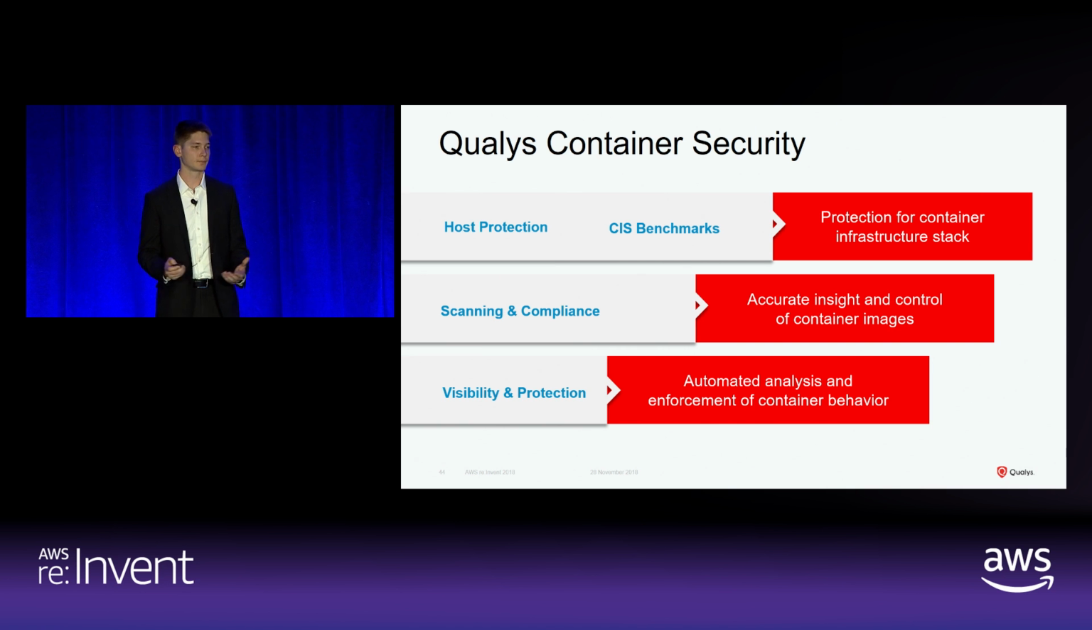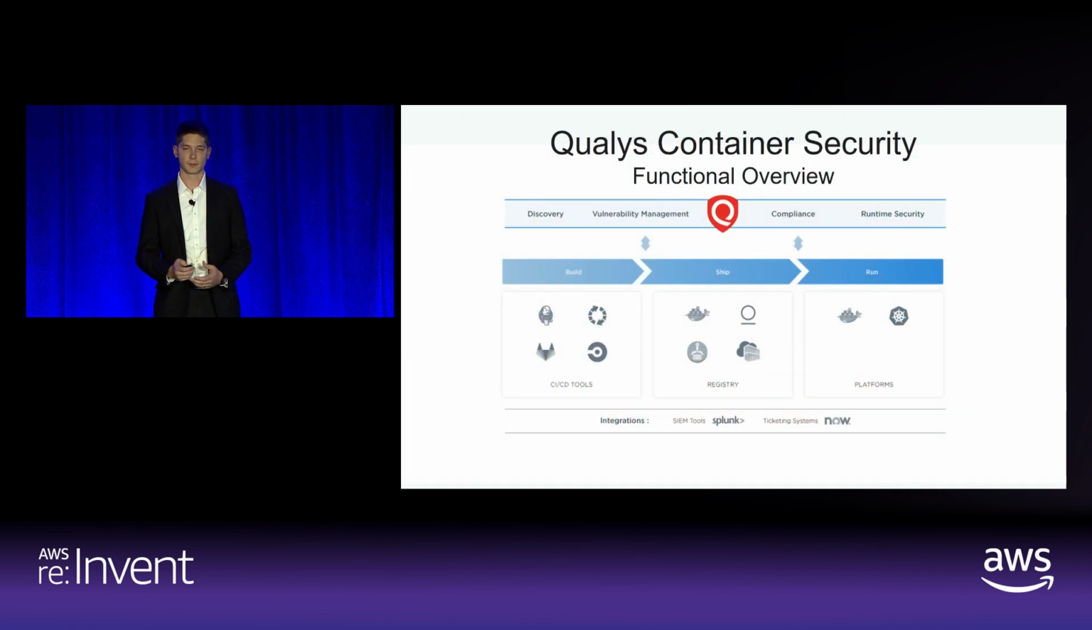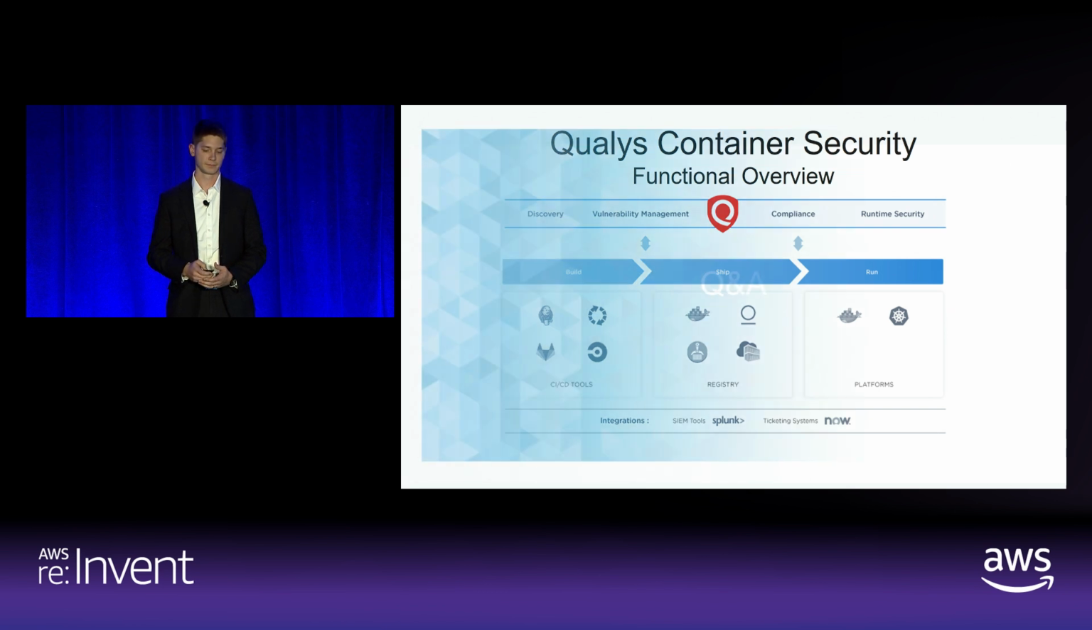So at a high level, what do we do? We provide that host protection. We're able to scan that host. We're able to tell you what vulnerabilities are associated with the software running on the host, the configuration of the OS, the configuration of the Docker engine, and we're also able to give you the scanning and compliance on your image or on your running containers. We give you that full visibility and protection end to end. So simply put, we do discovery, vulnerability management, compliance, and runtime security in the container environment.